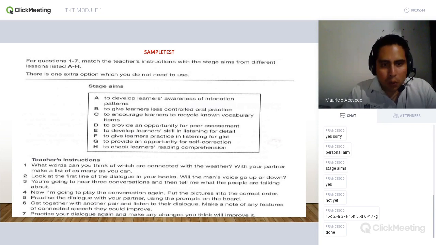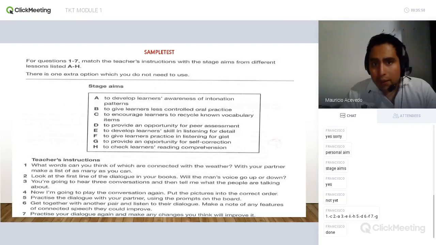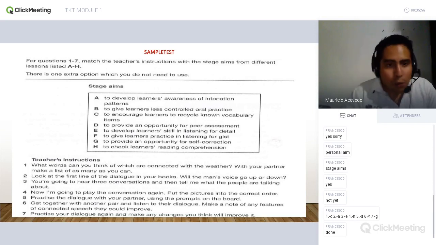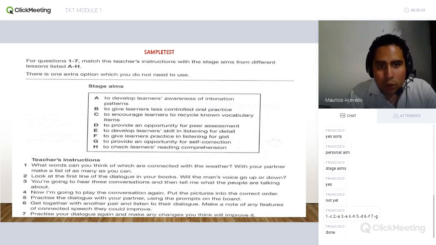Number five, practice the dialogue with your partners, and for you, number five is letter D. Very good, very good. That would be possible, but remember that this is an oral practice. And when it says here peer assessment, it means that you as a teacher need to be there and check and so on. So I'm not sure about number five. I would use more the one to give learners less control, oral practice. But let's see. Number six, get together with another pair and listen to their dialogue. Make a note of any features of connected speech they could improve.